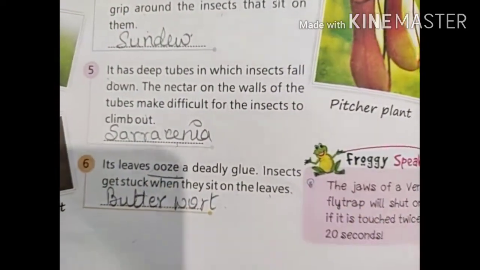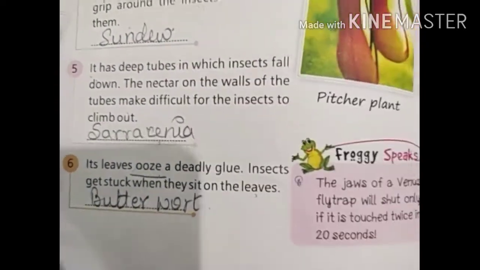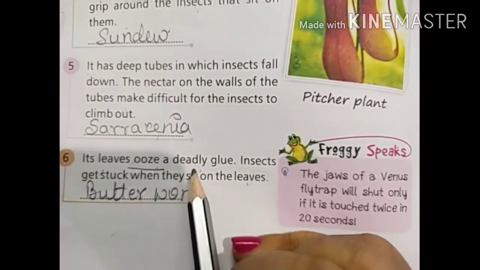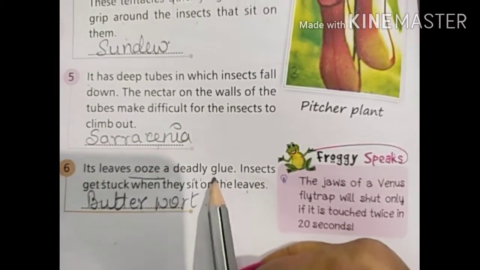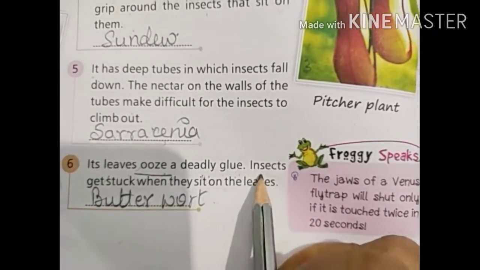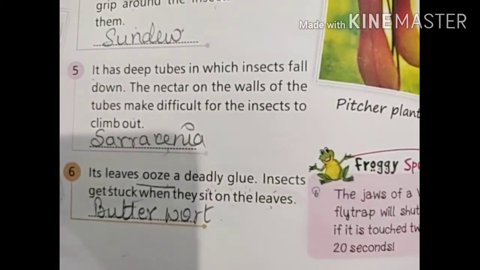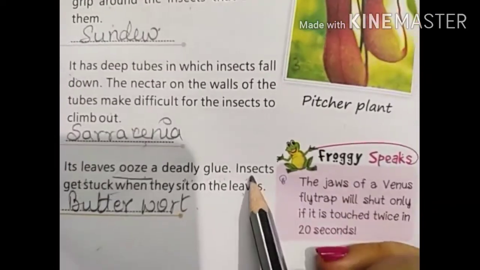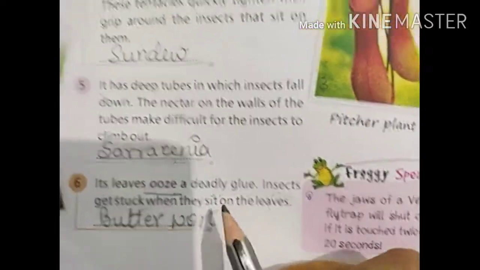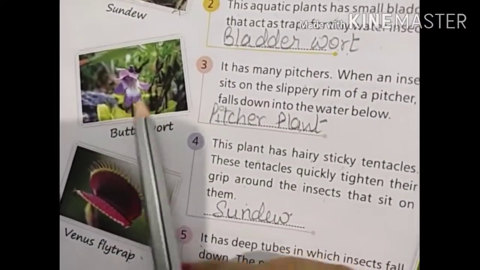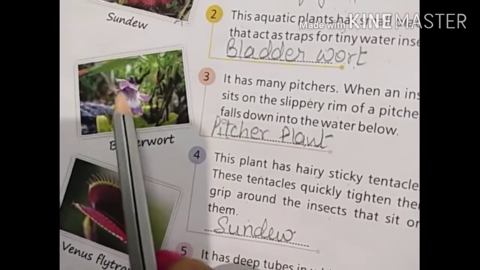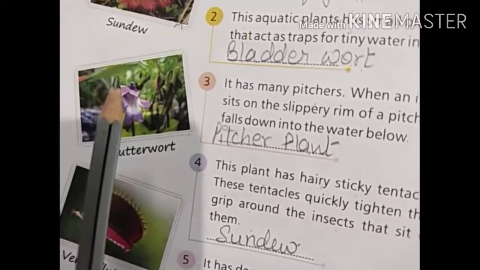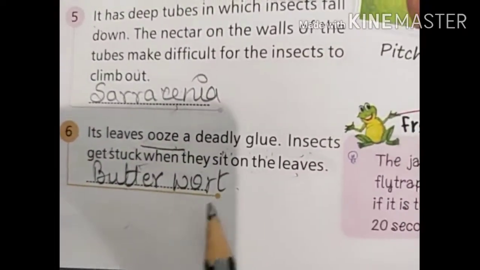Ooze means flow. So the leaves of this plant flow a very dangerous and poisonous glue-like secretion, and insects get stuck. What is the role of glue? With the help of glue we can paste anything. So similarly, insects get stuck when they sit on the leaves. You can see the picture, butterwort. So the animal will get stuck with the help of the flow of the poisonous glue. So answer number 6 is butterwort.